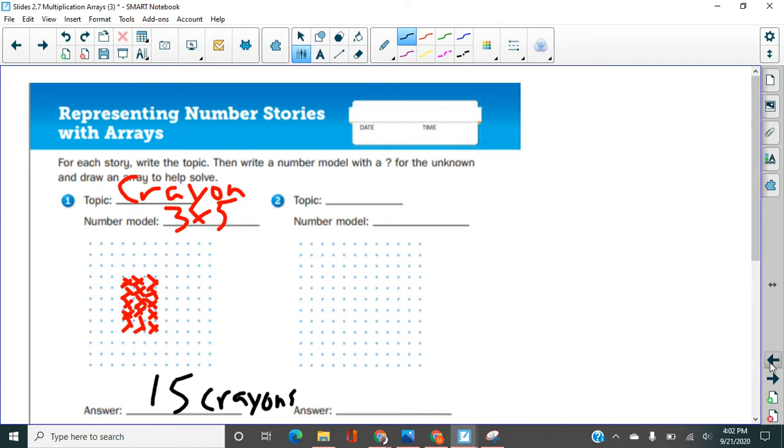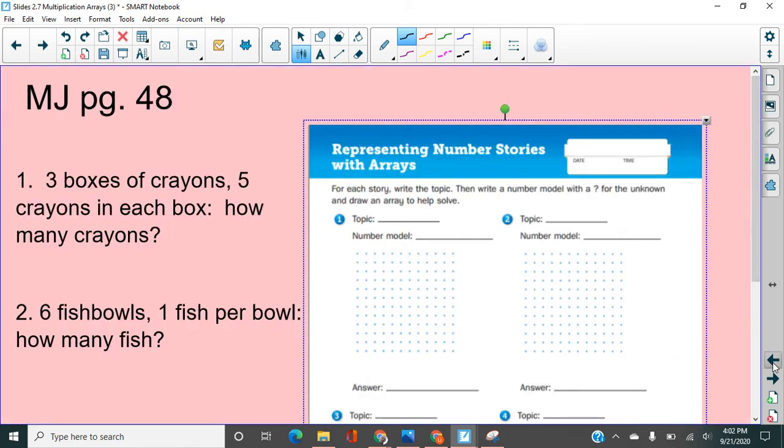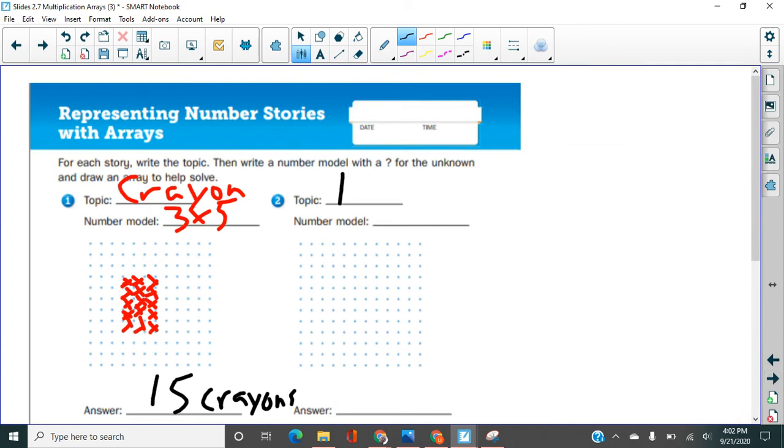Number 2, 6 fish bowls and 1 fish in each bowl. So our topic, fish. What do you think our number model should be? There's 6 fish bowls and each one has 1 fish. What should our number model be?